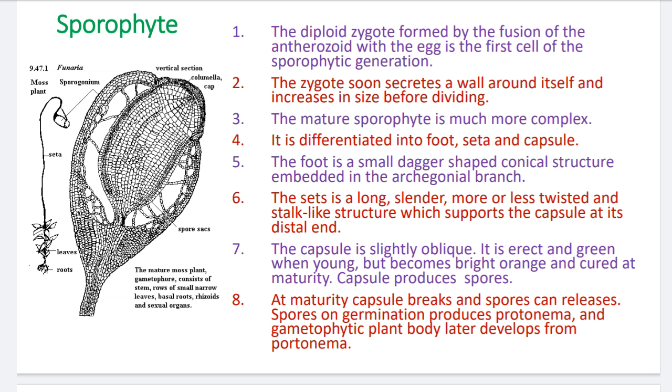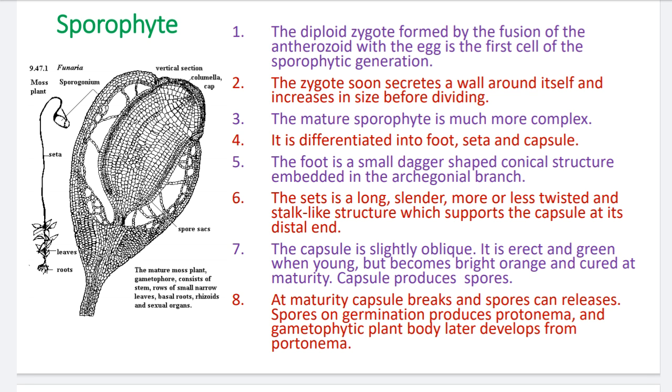Number 6. The seta is a long, slender, more or less twisted, stalk-like structure which supports the capsule at its distal end. What is the use of seta? It is the stalk of the capsule. Why is the seta so long in the mosses? For easy dispersion of the spores. Why is the seta longer in bryophytes, in the mosses? For easy dispersion of the spores.